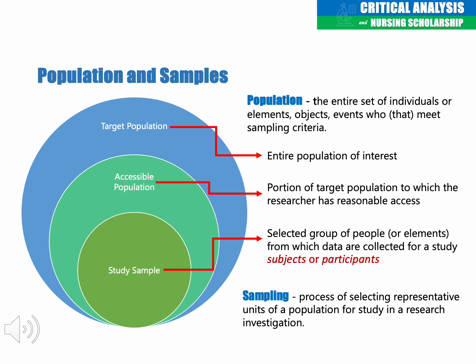When we talk about accessible population, remember I cannot reach every nursing student in the country, right? So I'm going to focus on those I can reach. Maybe I'll choose nursing students in three nearby universities. That's my accessible population. So basically, it's a smaller group that I can realistically study.